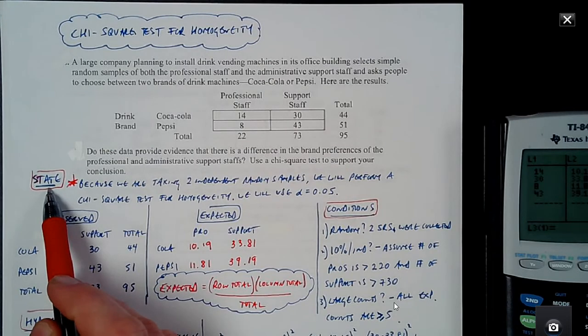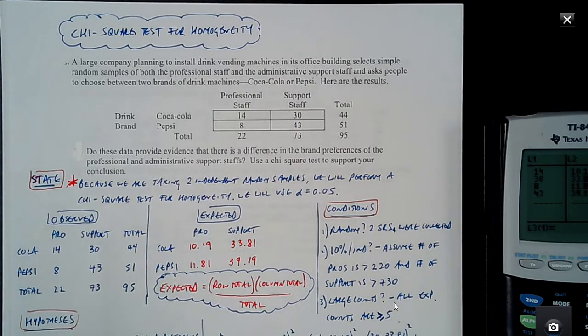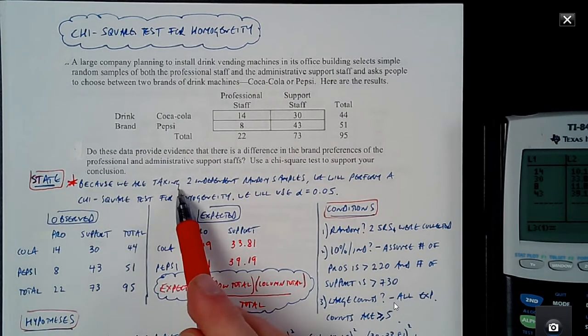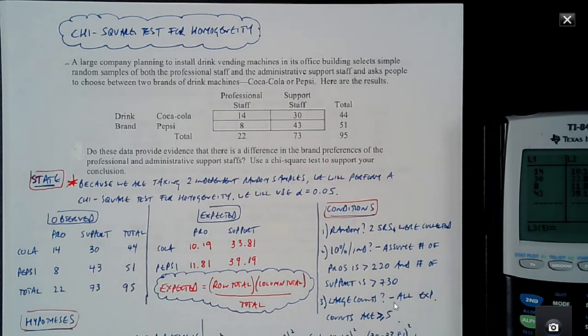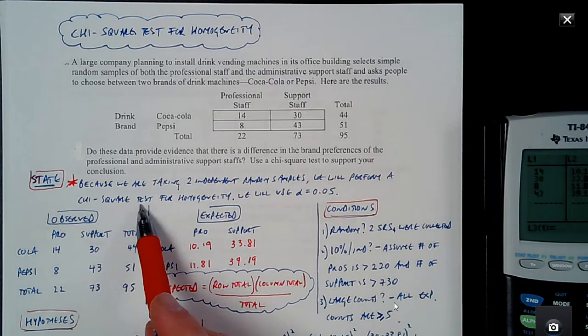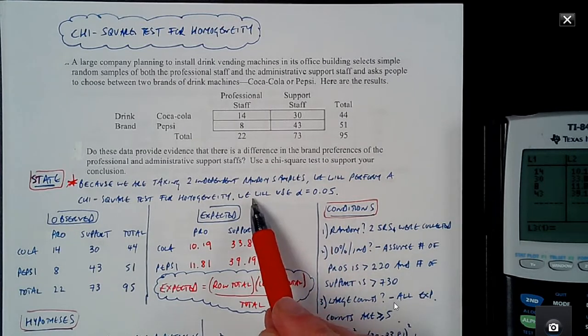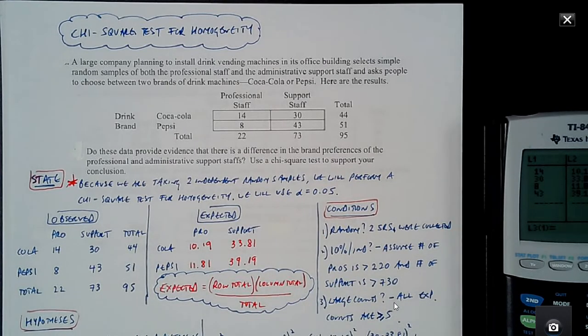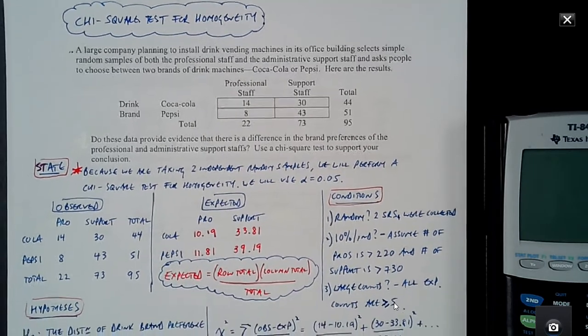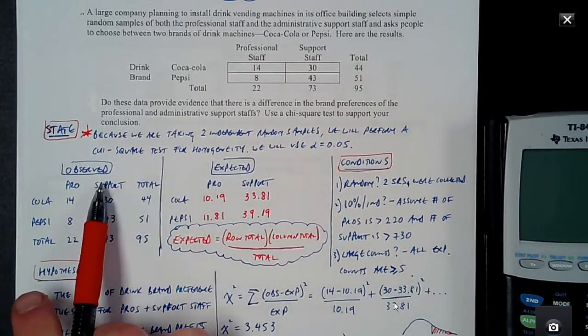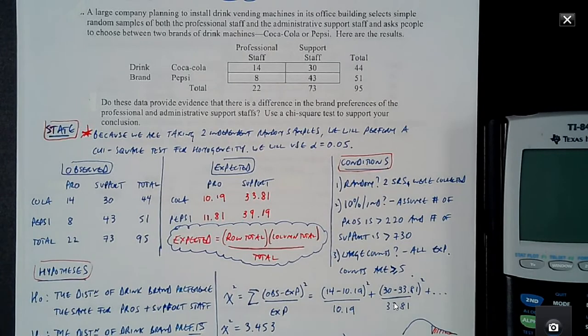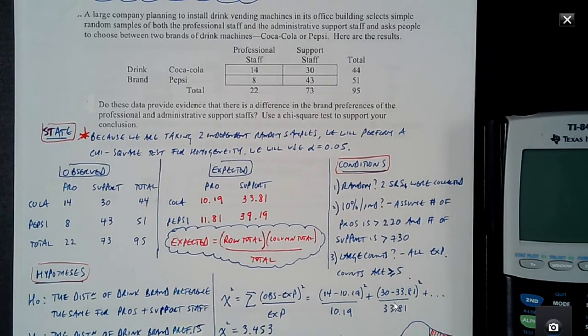So the first thing I always do before I start is I state what kind of test we're going to do. Because we're taking two independent random samples, we're going to perform a chi-squared test for homogeneity. And because there is no significance level assigned, we're going to state that we're going to use 5%. All right, so how do we start? The first thing you always want to do is compare your observed values to what you would expect to get. So I'm going to show you how to do that.